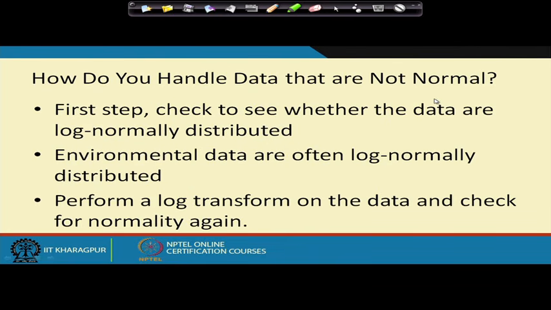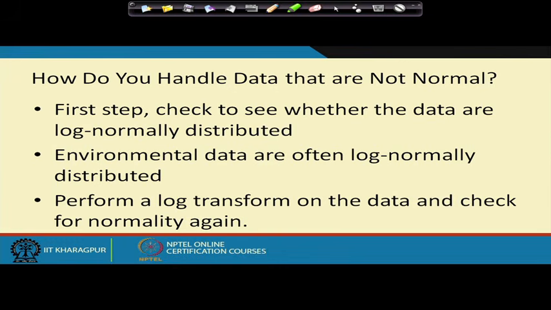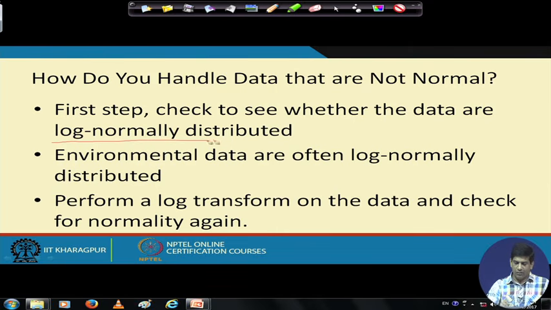Remember that the t-test, g-test, chi-square, confidence intervals and everything that we do are based on assuming a normal distribution. So you need to make sure the data is normally distributed, given the equations that we are using. How do you handle data which is not normal? The first step is to check whether the data is log normally distributed. Most environmental samples are often log normally distributed.